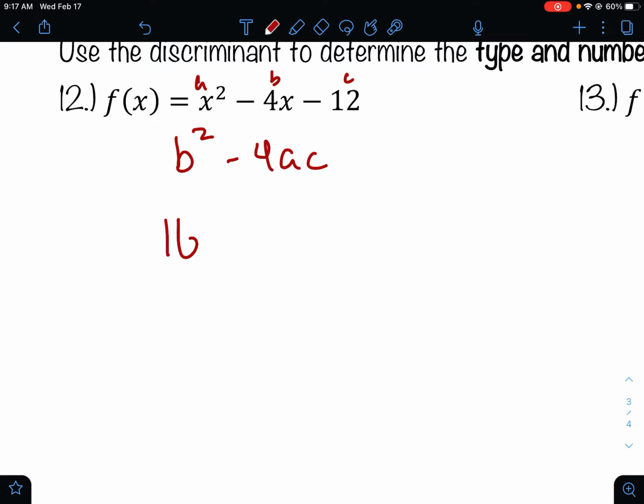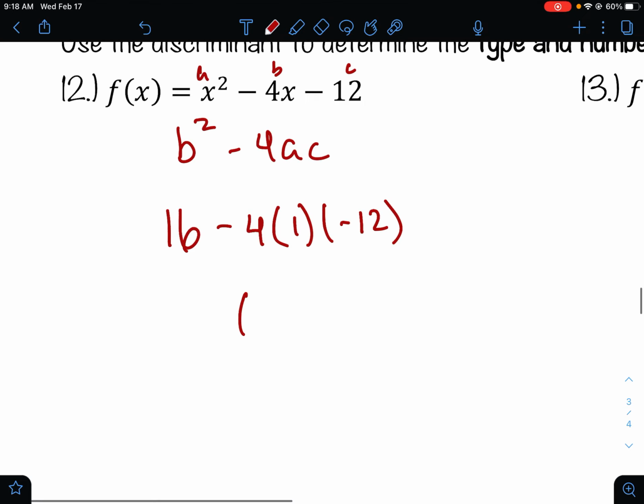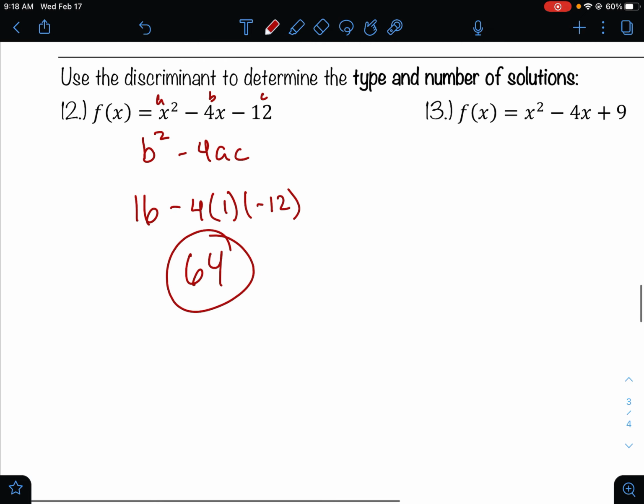Negative 4 times negative 4 is 16 minus 4 times a is 1 and c is negative 12. Again, put the whole thing in your calculator. If you're graphing calculator, 16 minus 4 times 1 times negative 12. What is that number? Now you should get, let's see, is that 64? I think. 4 times 12, 48, plus 48... yeah, it should be 64. 64 is my answer. It doesn't really matter what it is. It is positive. So this means that I'm going to have 2 real solutions.